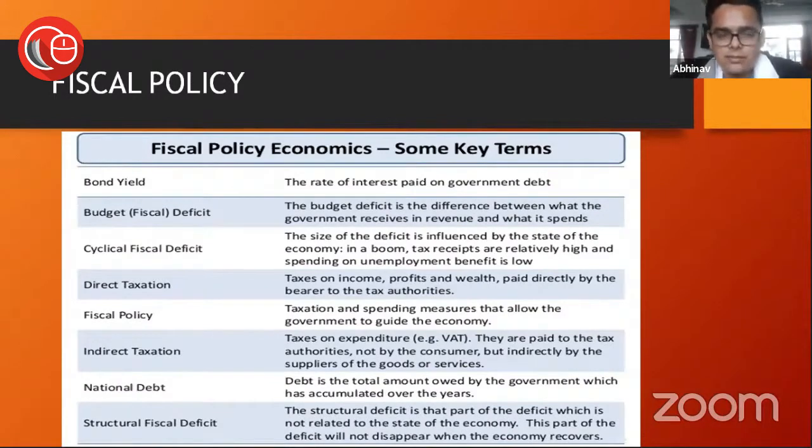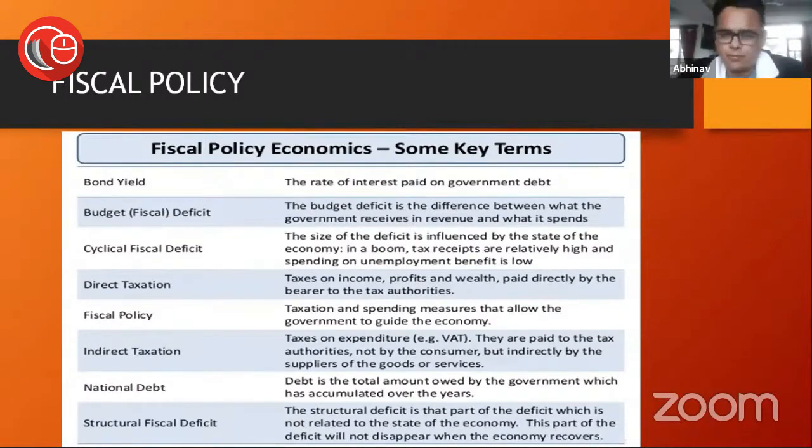Now there are certain terms that you might see in newspapers. The first term is bond yield. I don't think that it'll ever be asked to you in an exam.